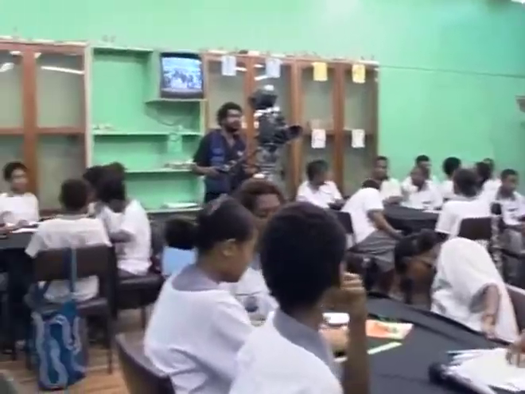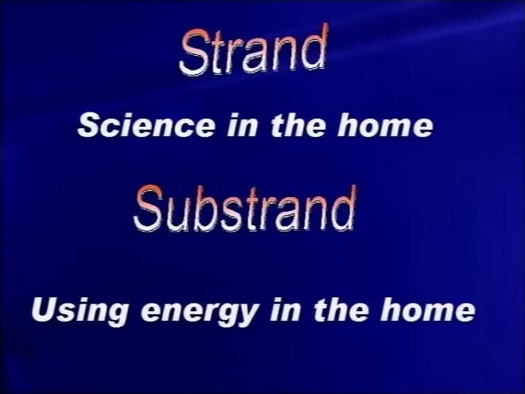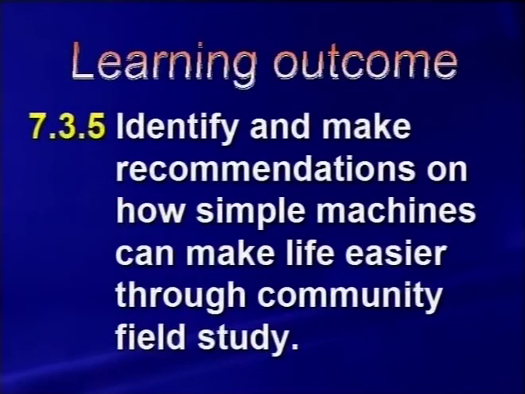We go through the strand and sub-strand quickly as they are the same strand and same sub-strand. Our learning outcome is a new outcome, 7.3.5: Identify and make recommendations on how simple machines can make life easier through community field studies. That is our outcome for this lesson, a new outcome.